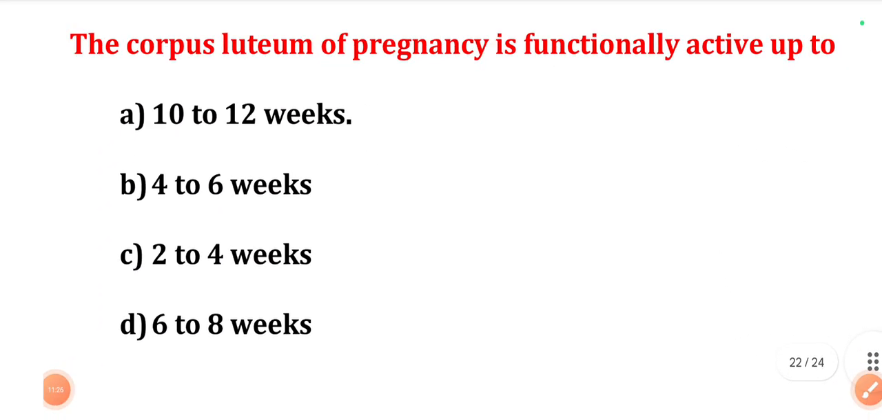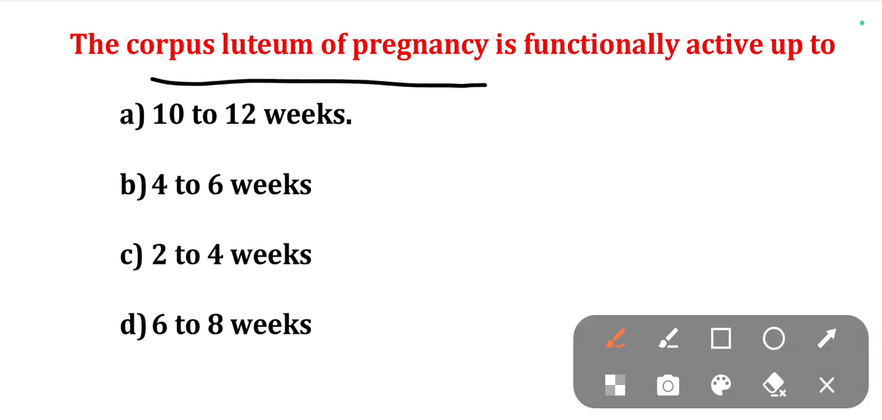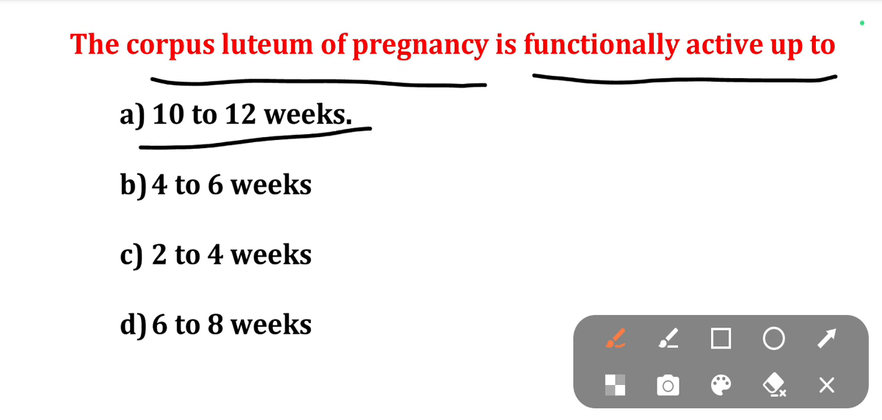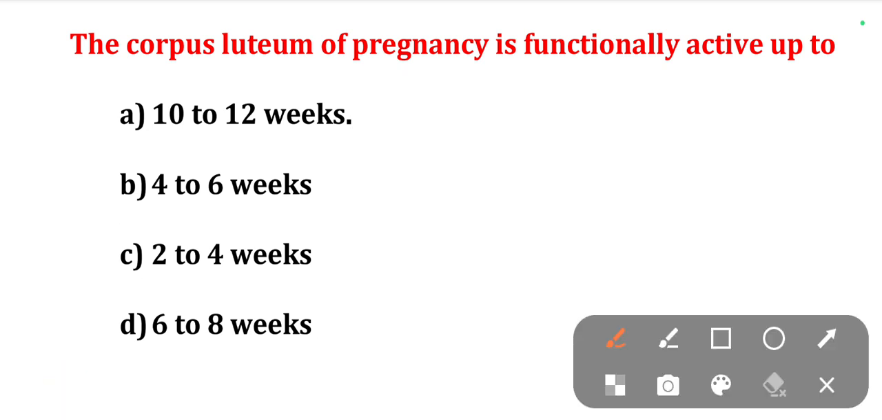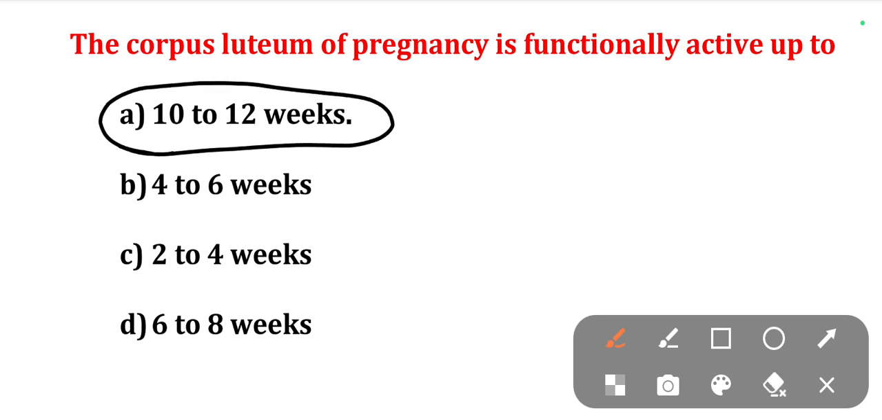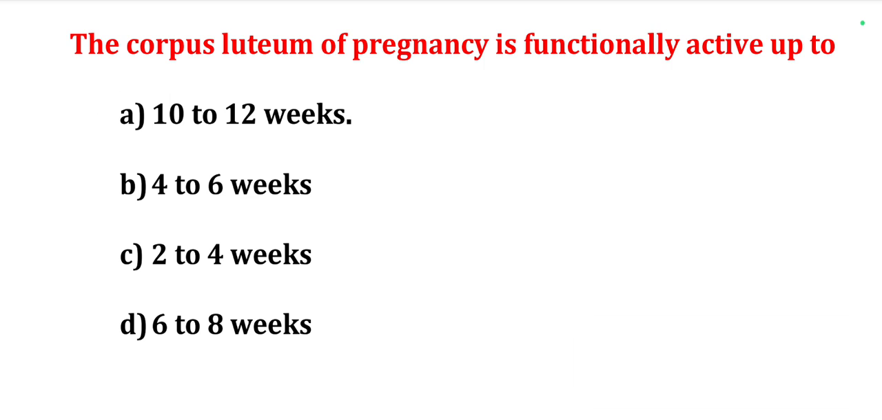The next one is the corpus luteum of pregnancy is functionally active up to. Options: 10 to 12 weeks, 4 to 6 weeks, 2 to 4 weeks, and 6 to 8 weeks. The right one is 10 to 12 weeks. So the corpus luteum is functionally active up to 10 to 12 weeks of gestation.